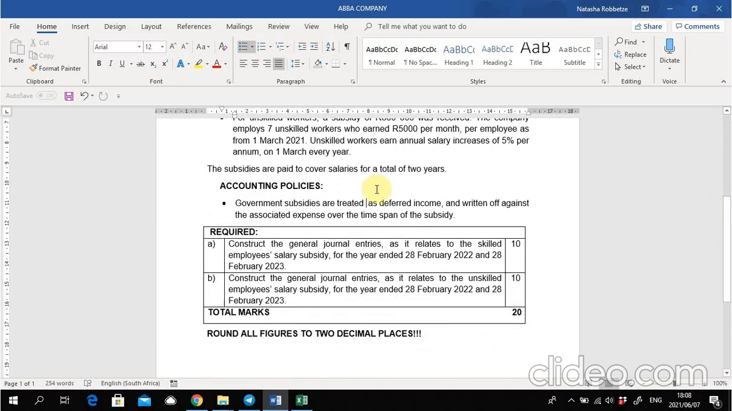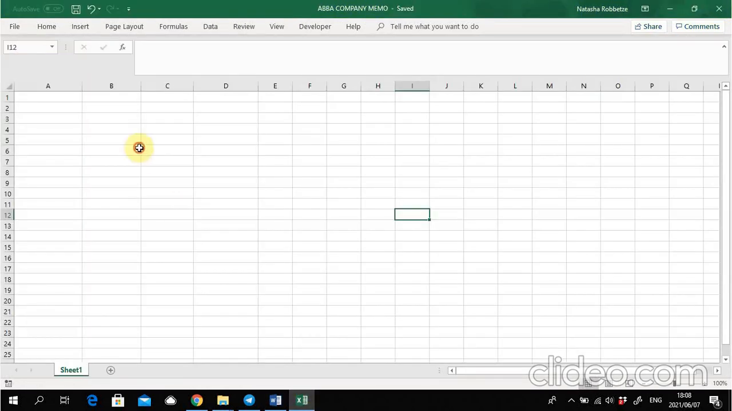So for required A, they ask you to construct the general journal entries as it relates to the skilled employees and their salary subsidy for the years ended 28 February 2022 and 28 February 2023. Then construct the general journal entries as it relates to the unskilled employees' salary subsidy for the year ended 28 February 2022 and 2023. So let's see how we will go about it. I'm going to start with calculations as it relates to the skilled workers, and then we will also do the unskilled workers. So these are just now our calculations.